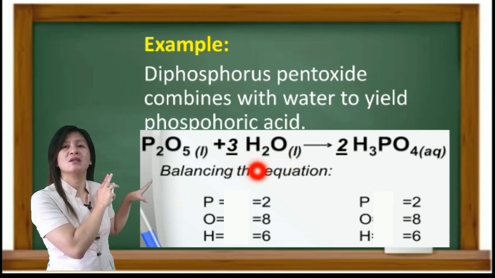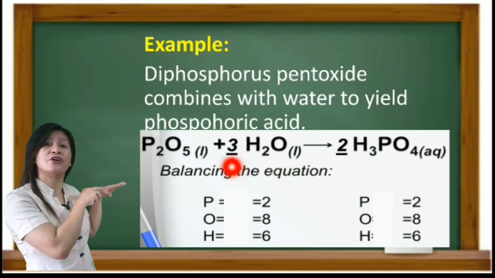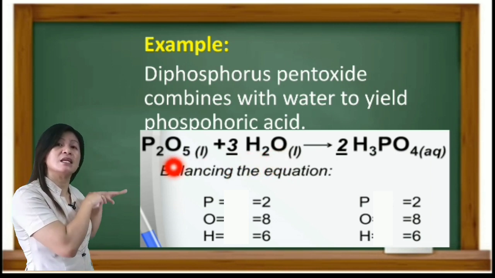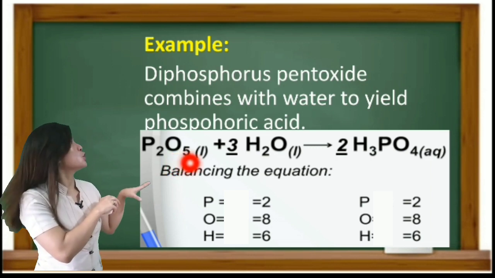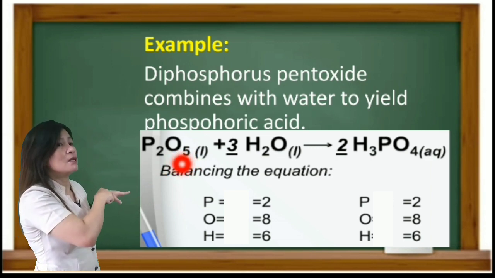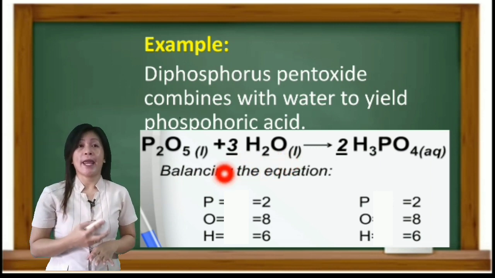Okay, that becomes 3. But notice oxygen is also present in the other substance on the left side. We have 5 oxygen in diphosphorus pentoxide. So adding up oxygen from that substance and water, you will have a total of 8.